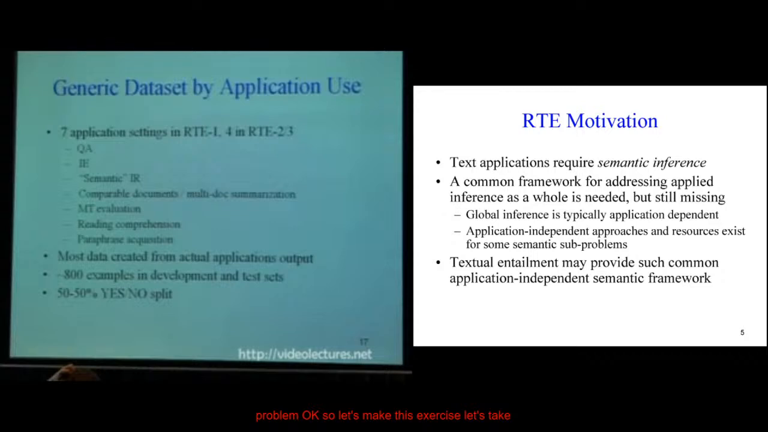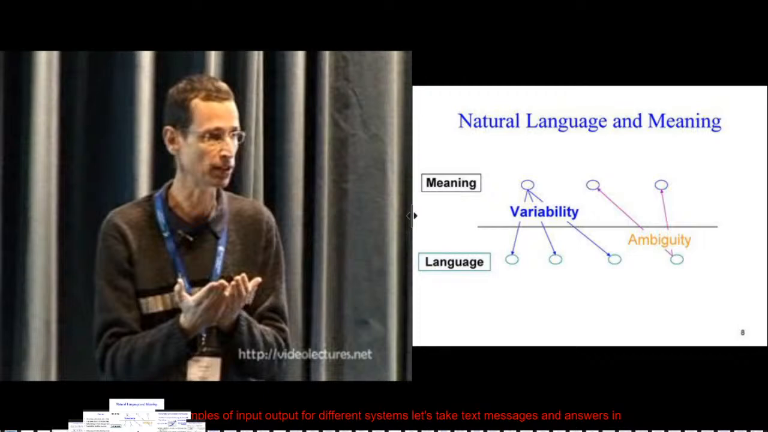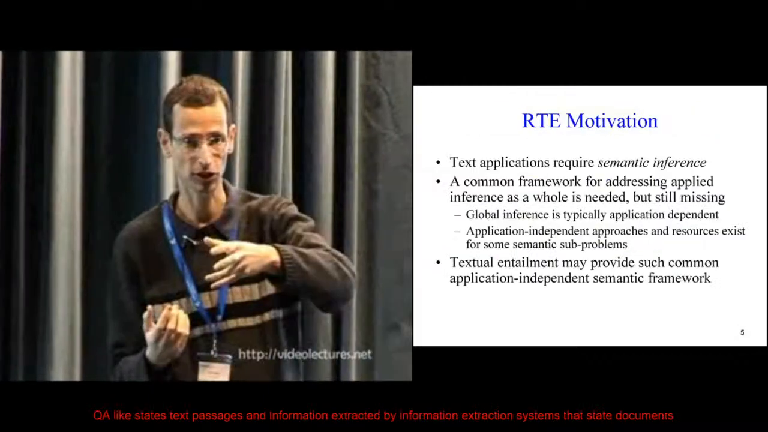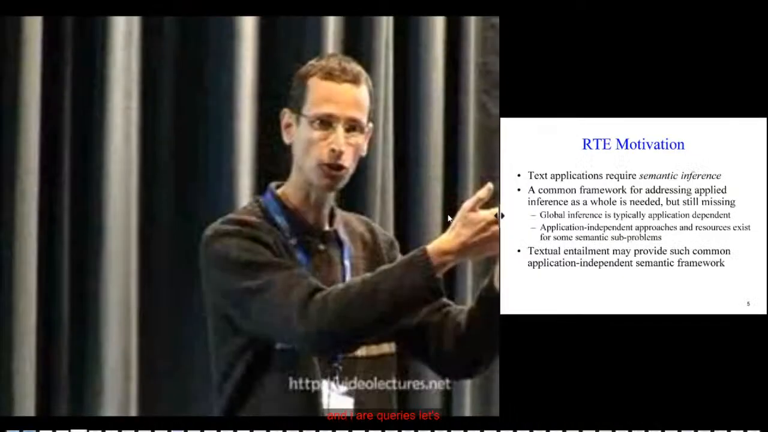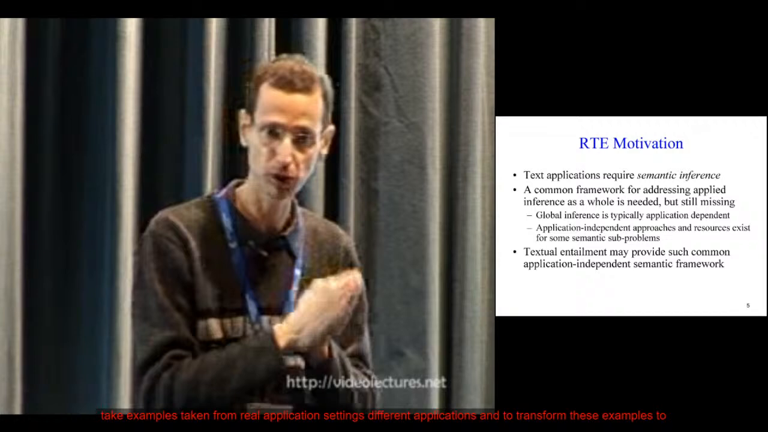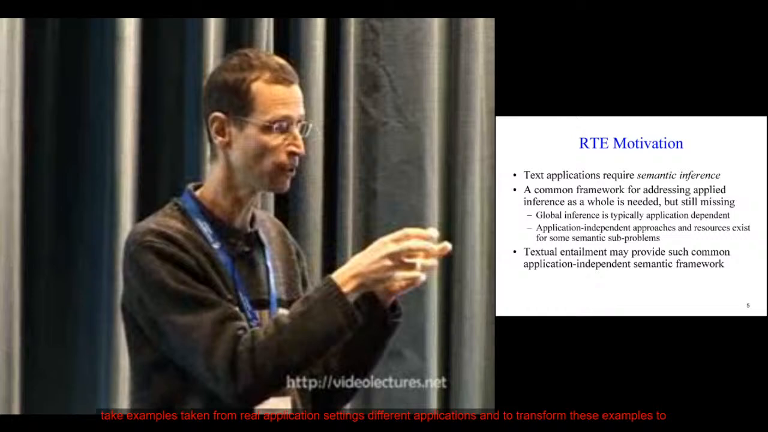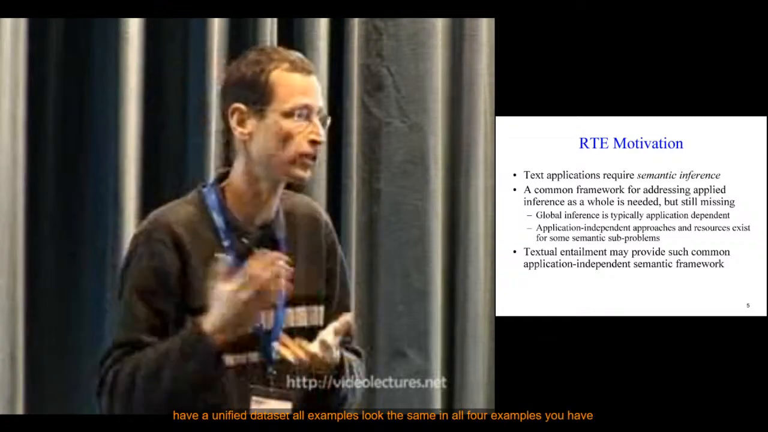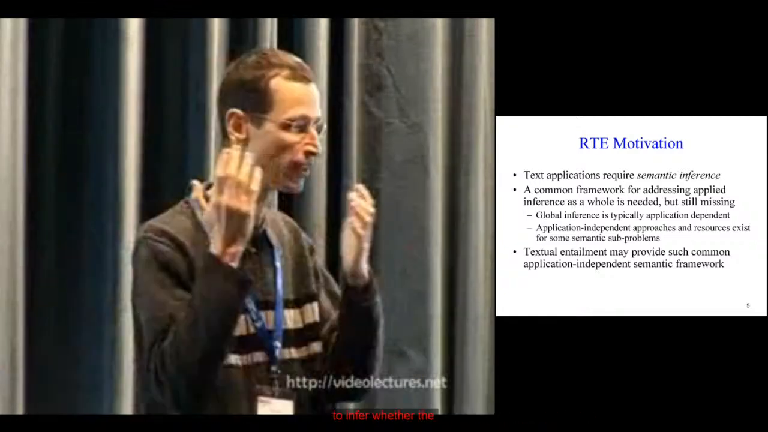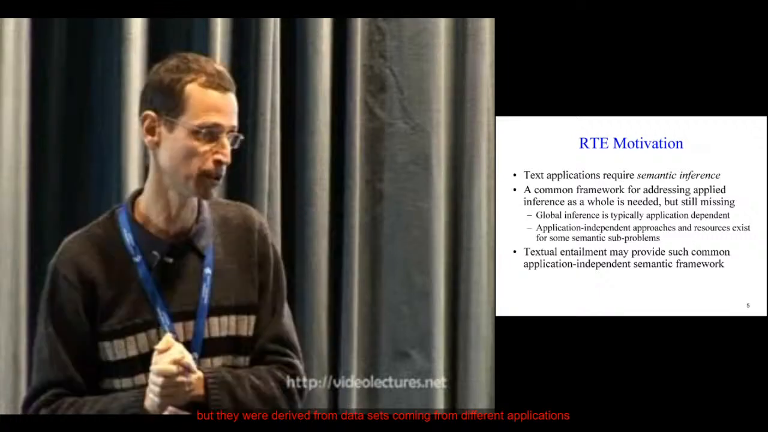Let's take real examples of input-output for different systems. Let's take text messages and answers in QA. Let's take text messages and information extracted by information extraction systems. Let's take documents and IR queries. Let's take examples from real application settings, different applications, and transform these examples to the unified format of textual entailment, this text-hypothesis format. Then we'll have a unified data set. All examples look the same. For all examples, you have to infer whether the hypothesis follows from the text, but they were derived from data sets coming from different applications.